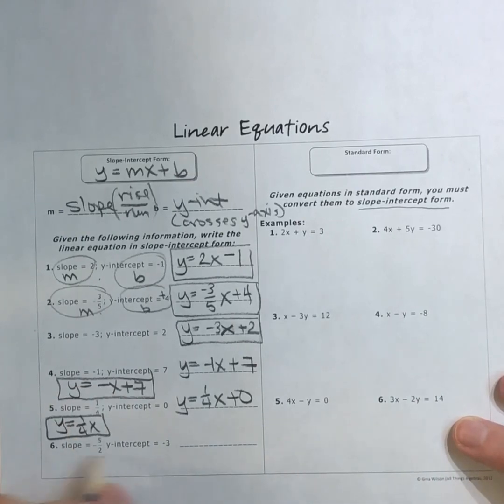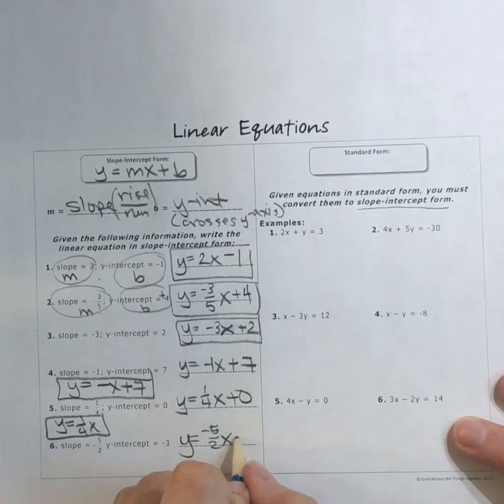Okay. So then number 6, we just write y equals our slope, -5/2 x, and then our y-intercept -3, so it's just -3.